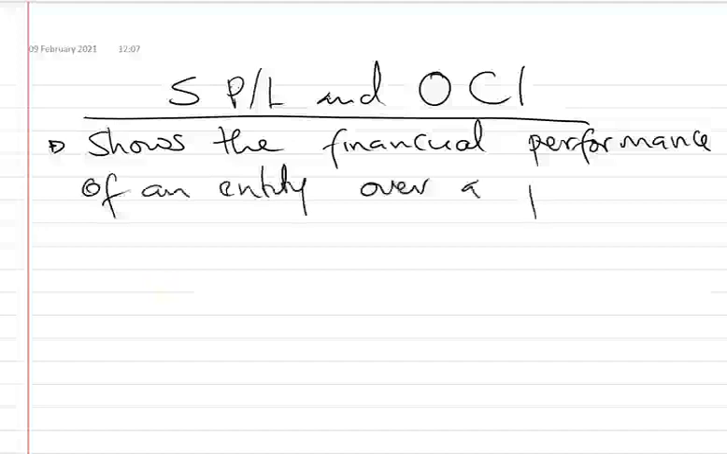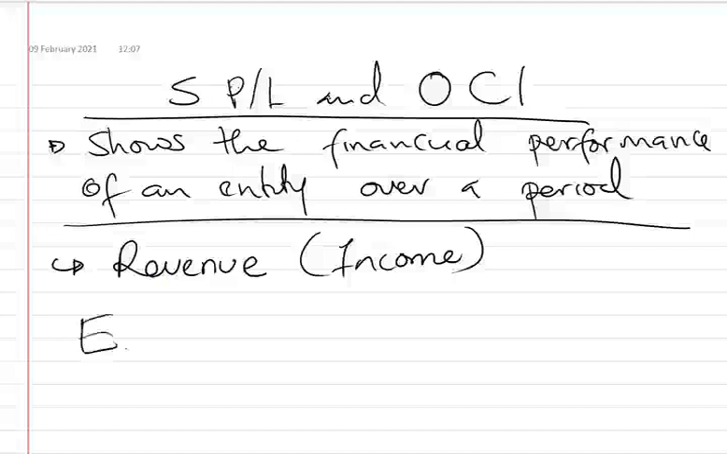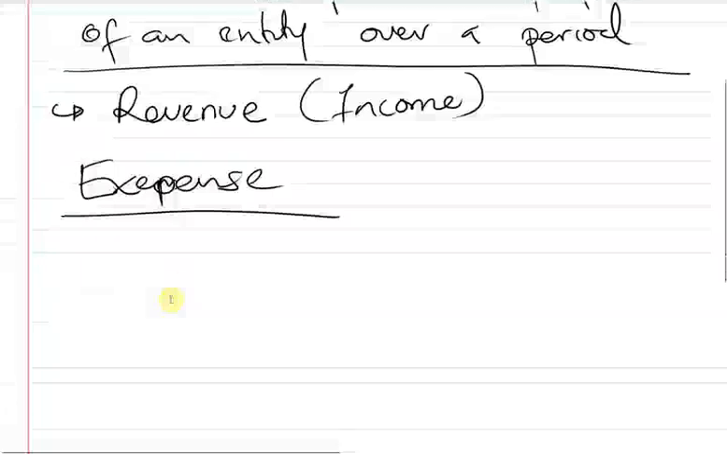Over a period. Usually it's a period of 1 year. Accounting year runs for a year, so it's over 1 year. In the statement, we'll find items such as revenue, also called income, and expenses. So the difference is what is called profit or loss. We'll also look at the part of other comprehensive income. Other comprehensive income includes items such as revaluation gains.